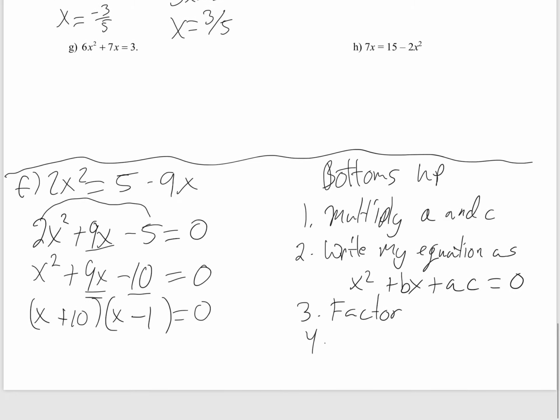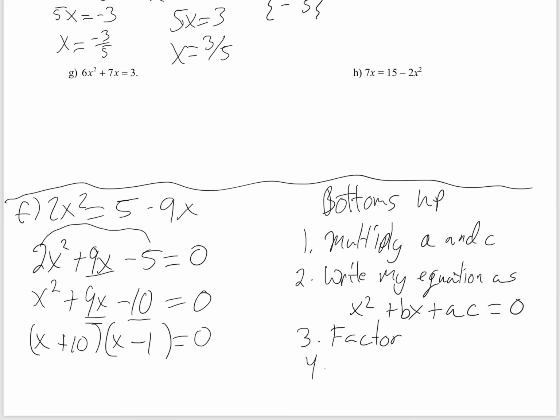Now, here's the only thing. Before I solve for x, there's one more step. Because I multiplied the 2 at the beginning, I need to take that 2 out of my original equation and bring it back to the front. All right? I need to bring that 2 back to the front.